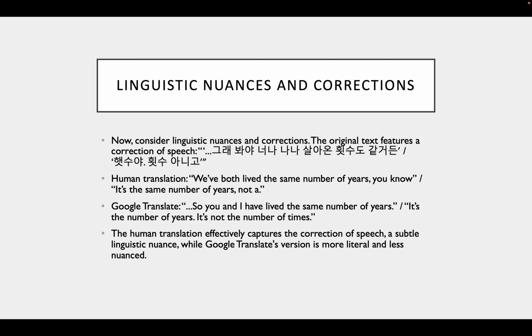Google Translate: "So you and I have lived the same number of years. It's the number of years, it's not the number of times." The human translation effectively captures the correction of speech, a subtle linguistic nuance, while Google Translate's version is more literal and less nuanced.